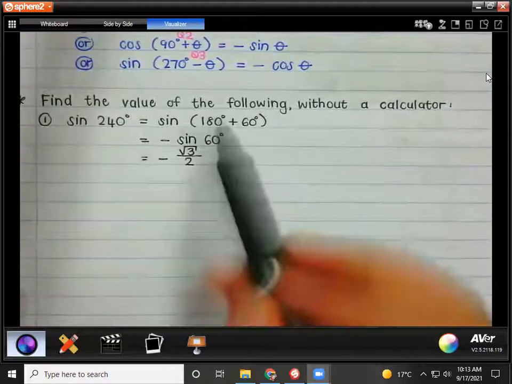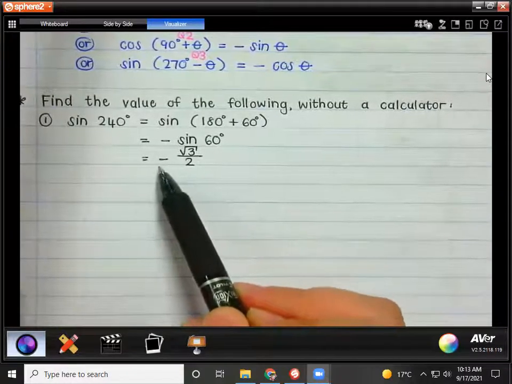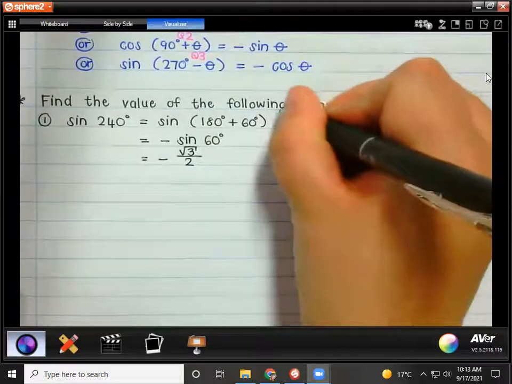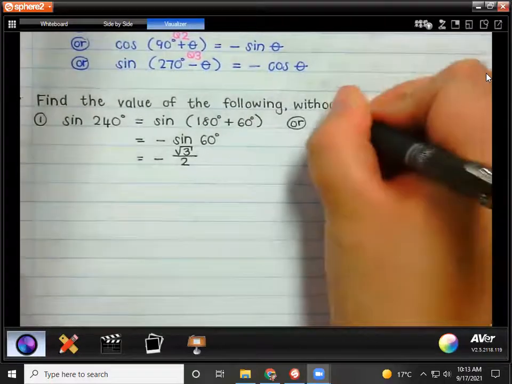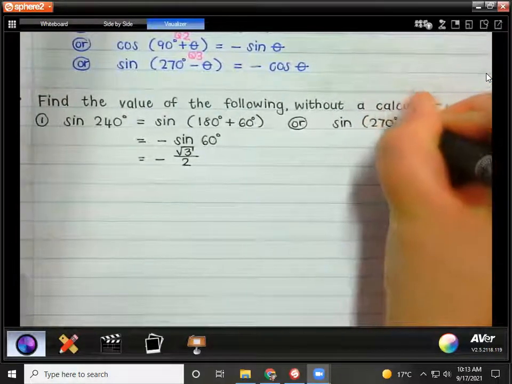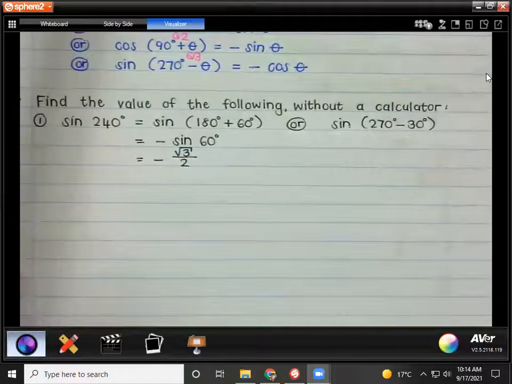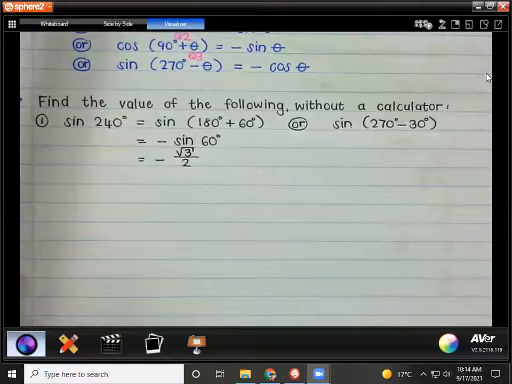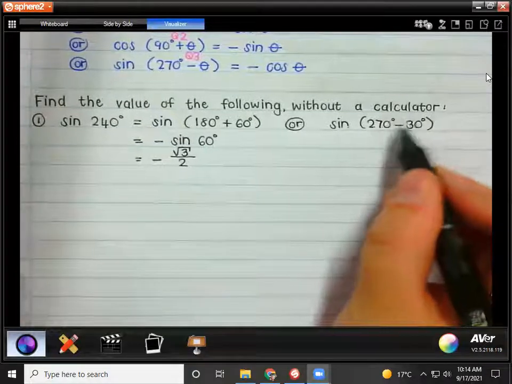And guys, does that make sense? Sine of an angle in the third quadrant has to be negative, because sine is always negative in the third quadrant. Instead of doing 180 plus, you could change it to 270 minus 30. So you could do sine of 270 minus 30 degrees. But now you need to be aware that if you're doing 270, your sine is going to have to change to cos. 270 minus 30 is still in the third quadrant.